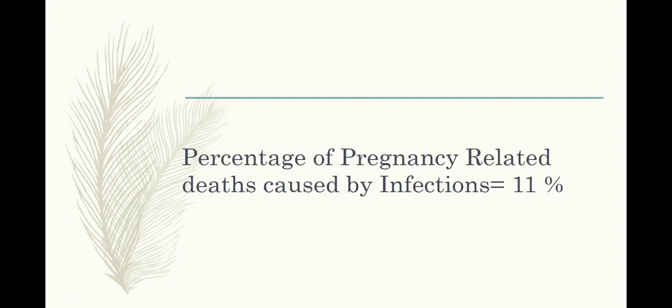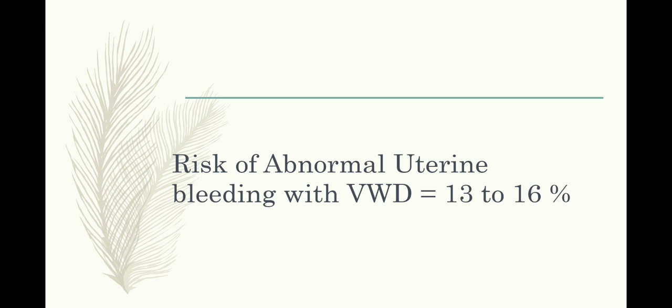Now another percentage: the risk of abnormal uterine bleeding with von Willebrand disease. How much is that? It is also in the range of 10 to 20%, that is 13 to 16%. You can check it from the guideline as well. All these percentages are from very authentic sources, and although some variations come along with time when a new guideline comes or whenever some addition is made in the book, up to date these figures are correct.